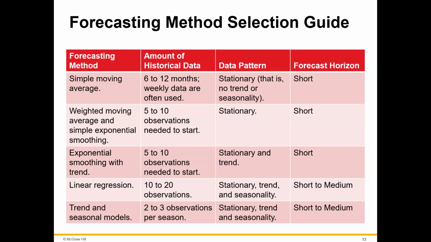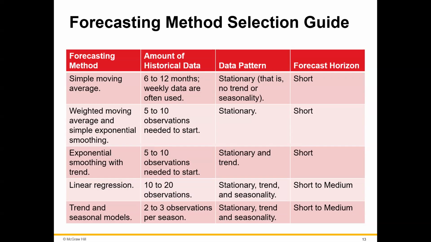Okay, so that being said, I think we were at exponential smoothing with trend. So again, we're using a weight to try to indicate the importance of the most recent data. We only need 5 to 10 observations to start. The data has to be basically a flatline trend. It doesn't account for any growth trend, right?